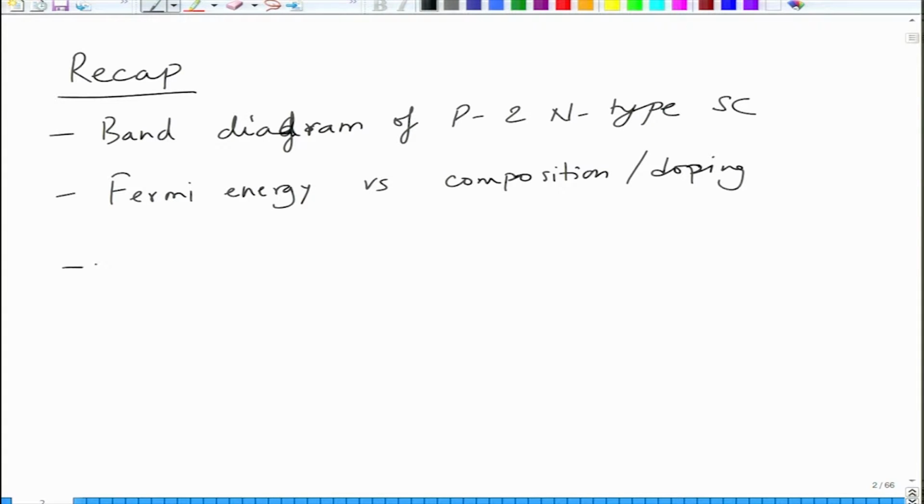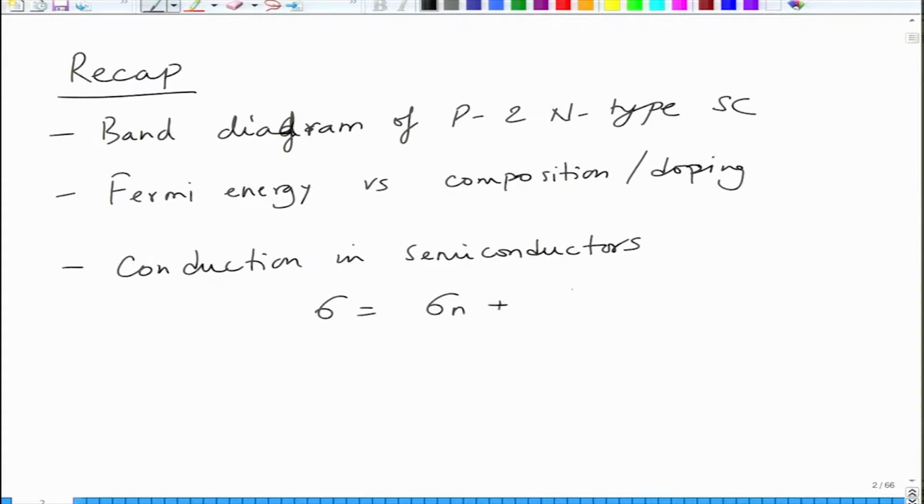And then we started a bit of discussion on conduction in semiconductors. The conductivity of a semiconductor is given as sigma n plus sigma p, so it is for both N and P type carriers. Sigma n would be due to electrons, which is Ne Q mu E, and sigma p would be NH Q into mu H. So this would be the overall conductivity.